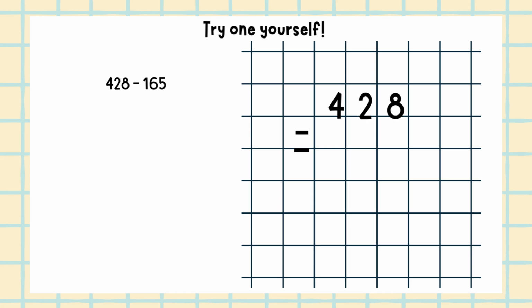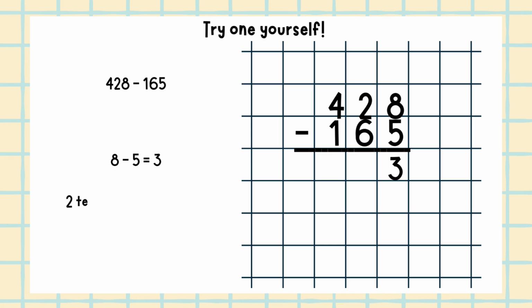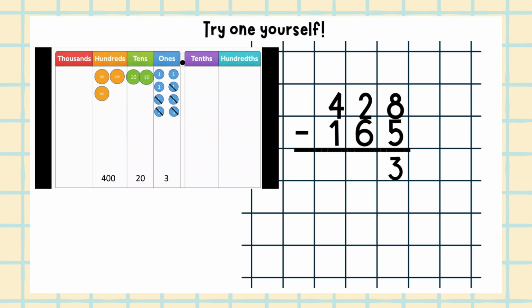Okay, let's check together. Line up our digits correctly as always and start with the smallest column. 8 ones minus 5 ones is 3 ones. Then we move on to the tens column. 2 tens minus 6 tens, can't do, so we need to exchange.